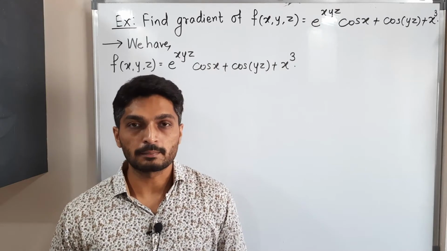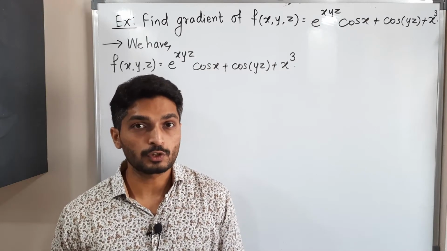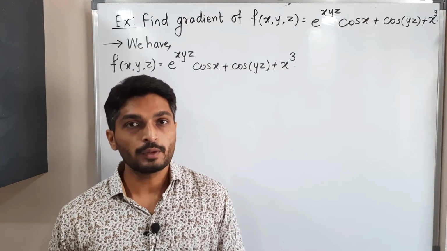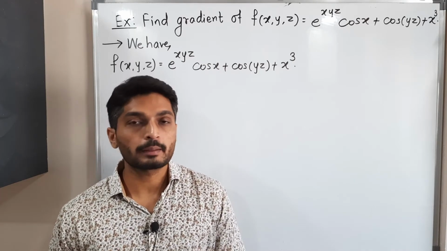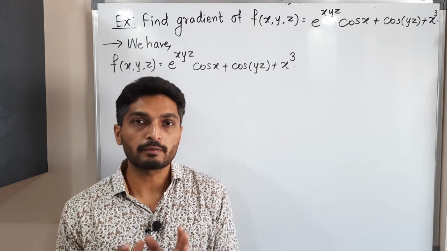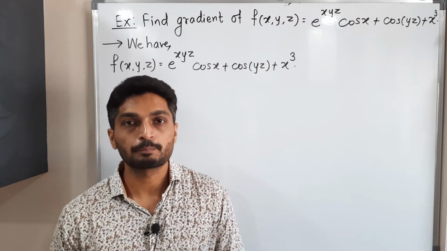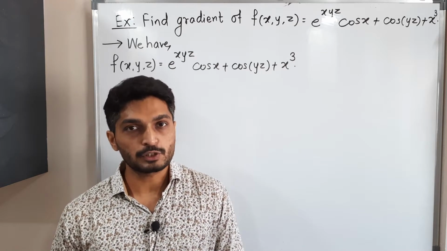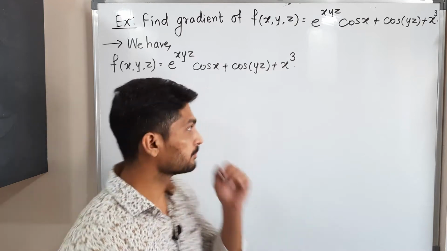Let us discuss this example. In this example, we have a function of three variables x, y, z. We have to find its gradient, and the point is not mentioned. That means simply we have to find the function del f. So let us first find the partial derivative of f with respect to x.